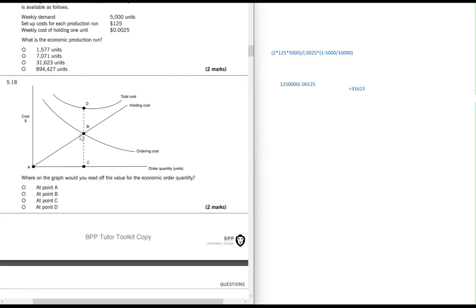So remember I said I will explain it in the graph. That is why whenever you calculate EOQ, the holding cost and ordering costs are equal, because it finds that point.